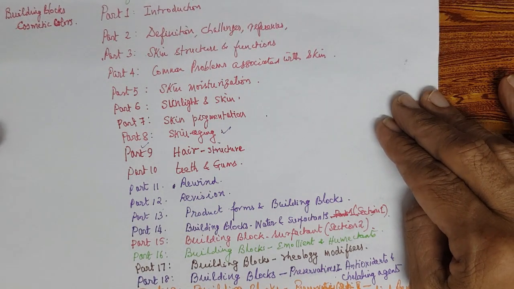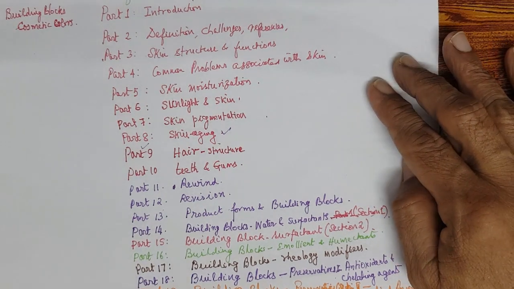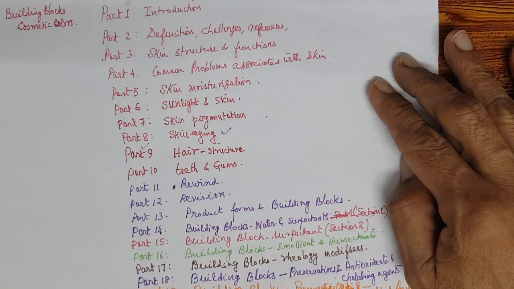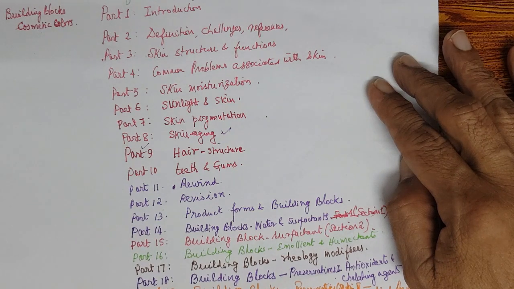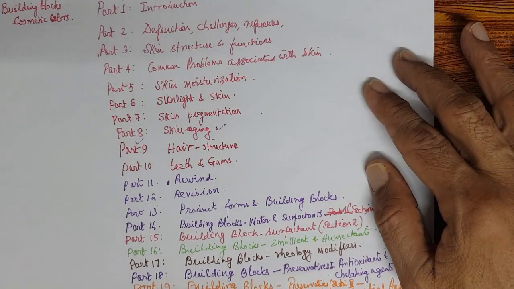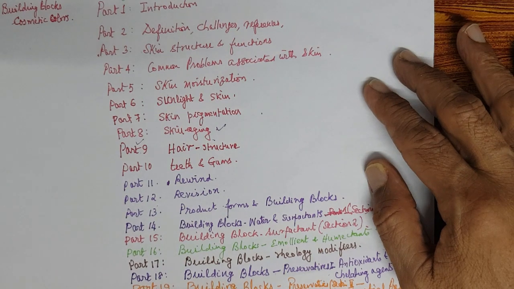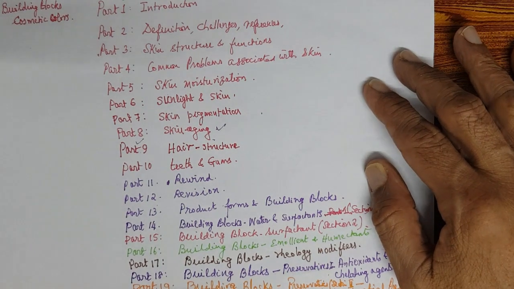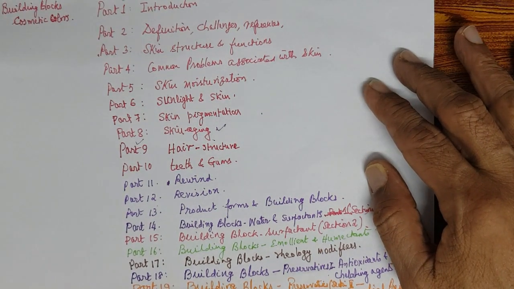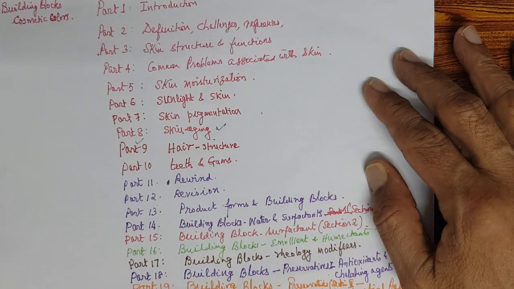So now what I'm covering is the ingredients. At the end of the ingredients we will have the active ingredients for various problems that can be addressed by personal care products. So we will see what are the actives generally used, active ingredients used to address those problems.